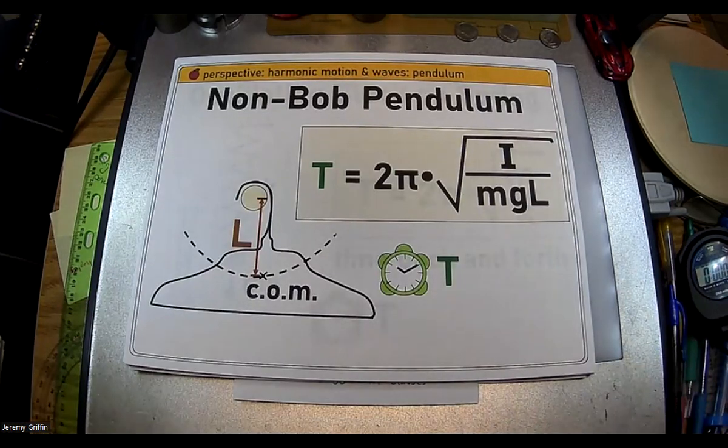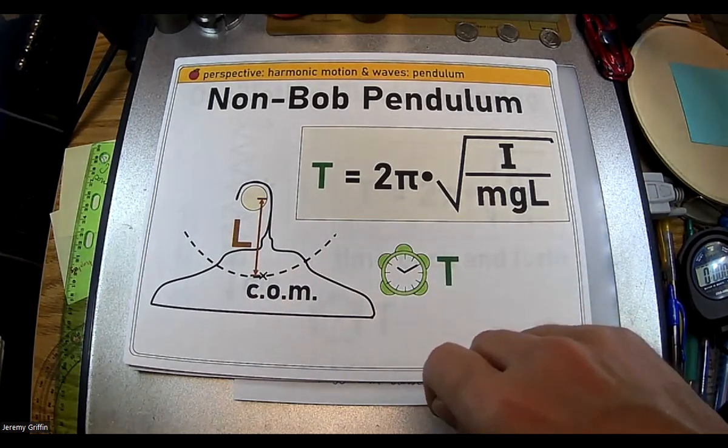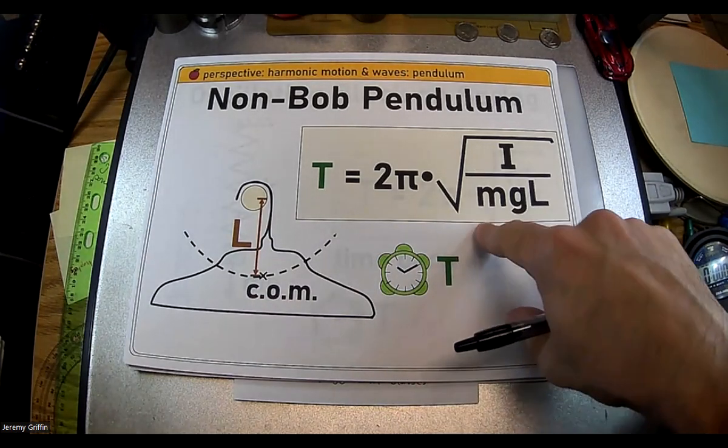Ooh, what if you have a non-bob pendulum? Because all the pendulums you guys did yesterday are just in general. We always have like some mass on a string, and the string is tiny, negligible mass compared to the bob, right? But what if you have like a hanger on a doorknob and it's swinging back and forth? Well, that's not exactly that, but it's kind of similar, right?